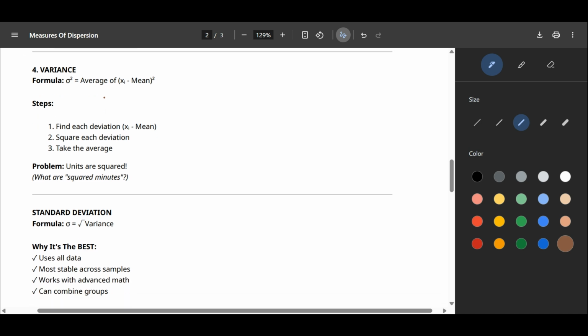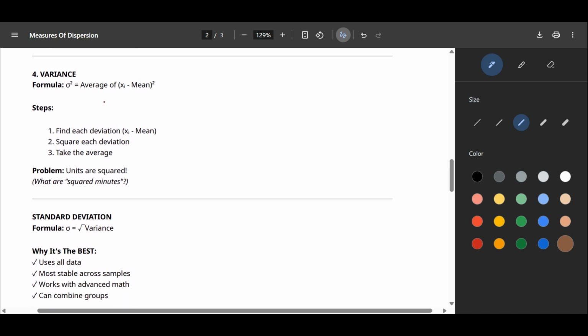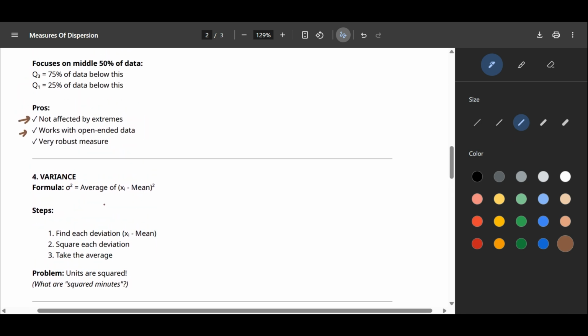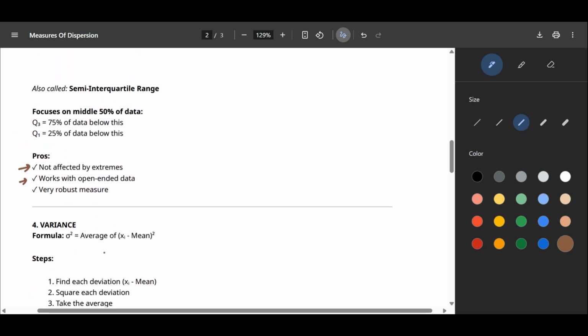Now, coming here, we have one disadvantage too actually. Let me write it here only. Just a minute. Disadvantage. It leaves out 50% of the observations and does not depend on the magnitude of all observations, right?